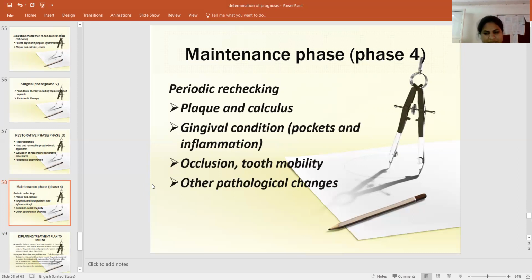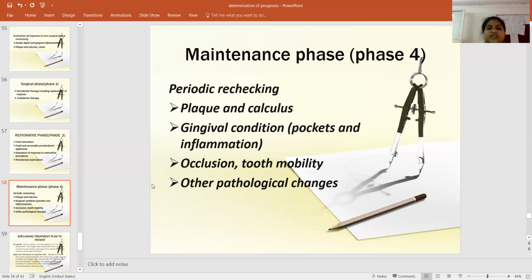So when the patients came for the periodic rechecking, you need to check the plaque and calculus. You're going to check the gingival condition, presence of pocket depth, presence of gingival inflammation. You're going to check the occlusion, tooth mobility, and you're going to see the pathological migration, the pathological changes.